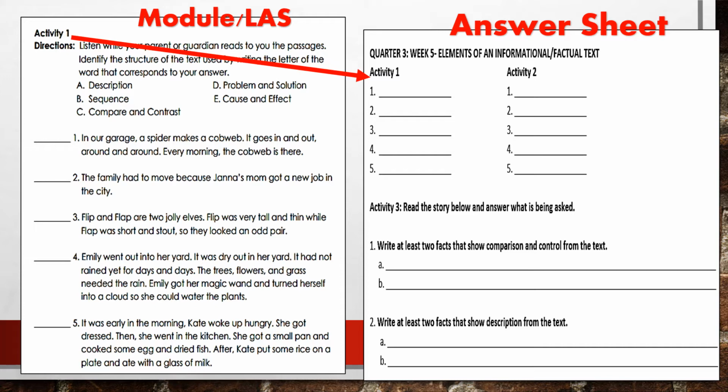Now, how about number 3? Flip and Flap are two jolly elves. Flip was very tall and thin, while Flap was short and stout. So they looked an odd pair. O yan, parang pinagkukumparahan sila, di ba? So nasabi ko na kanina yan. Pag nagkukumpara, ano siya? Okay, so number 4 and 5. 3, 4, and 5 kayo nang sasagot dyan. You may pause the video and then play it after answering activity 1 so that we can do the next activity in our module.